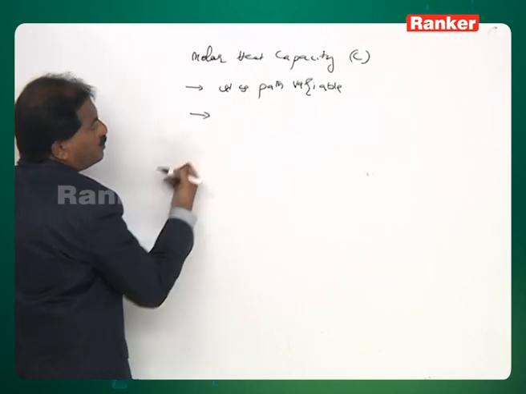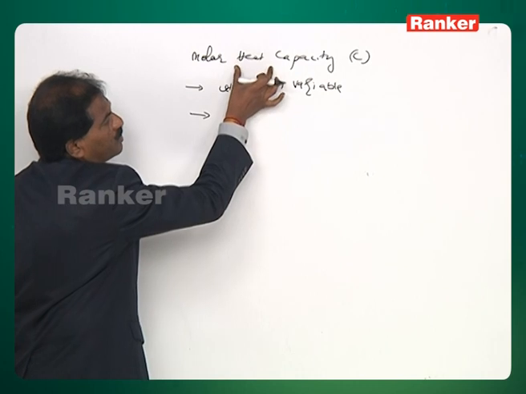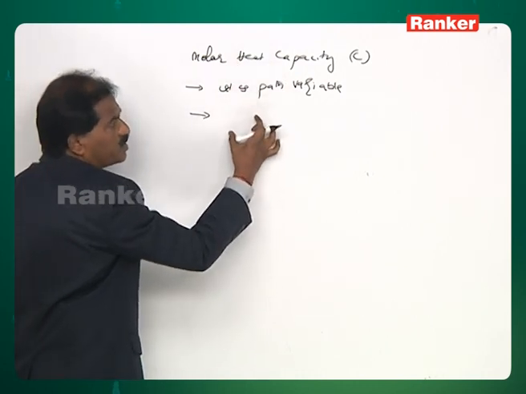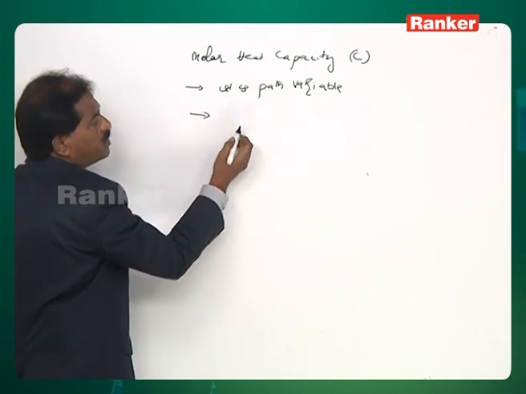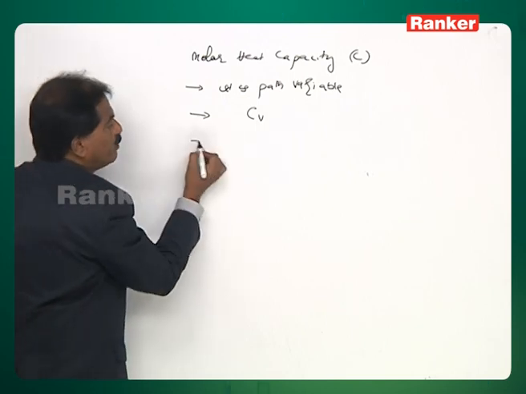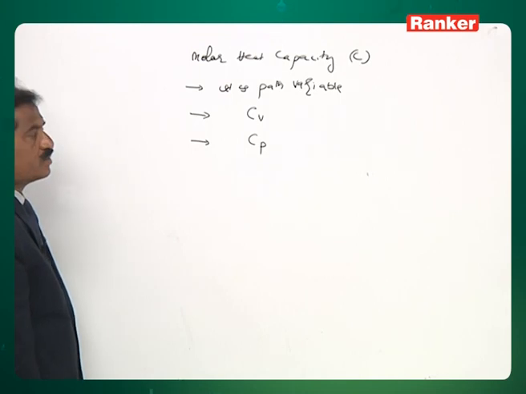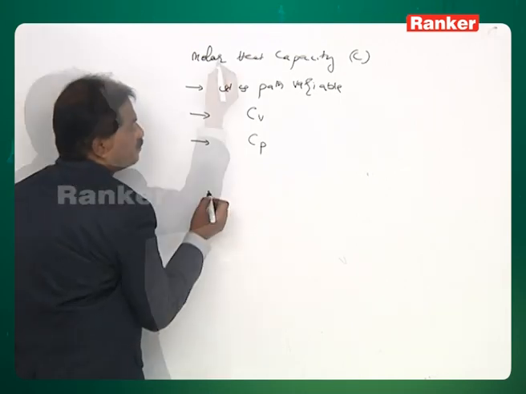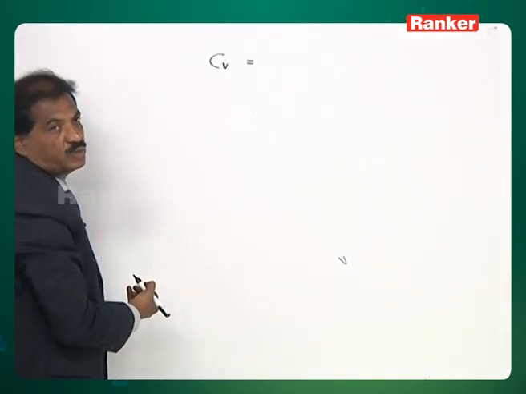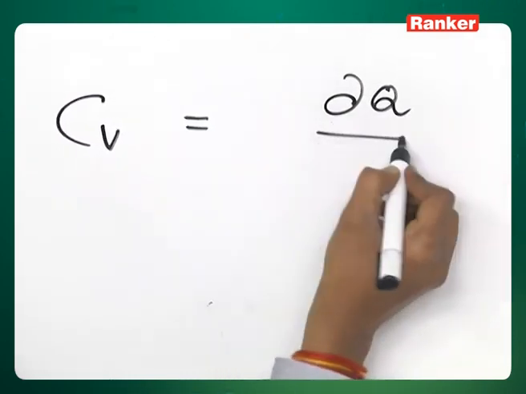Since it is a path variable, if we change the reaction condition, automatically the amount of heat required also changes. For example, if we maintain the volume as constant during the course of experimentation, then the molar heat capacity is represented as Cv. If we maintain pressure as constant, the molar heat capacity is represented as Cp. Molar heat capacity at constant volume: this is dQ upon dT.